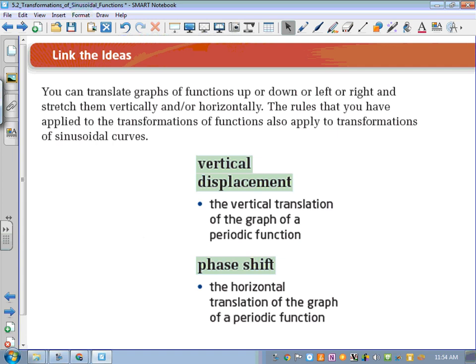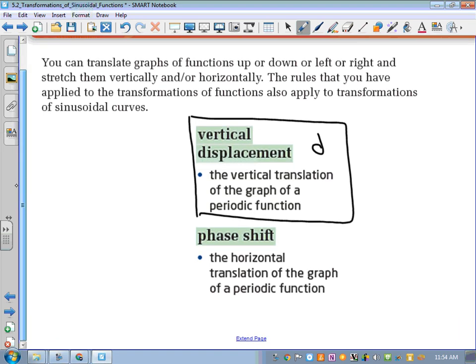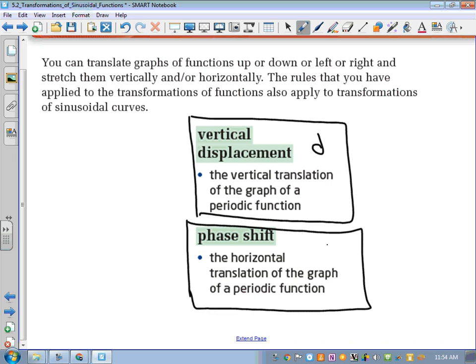This vertical displacement is the d value in that transformation form that I wrote on the previous page, and this phase shift is the c value. Now you can see that they actually write the terminology. The d is the vertical translation, so that's going to move our graph up or down, keeping in mind that that's a vertical translation in our function form. That makes sense. And c is the horizontal translation. And those are translations because in d's case, it's added to the outside of the function, and in c's case, it's added directly on to that x variable.